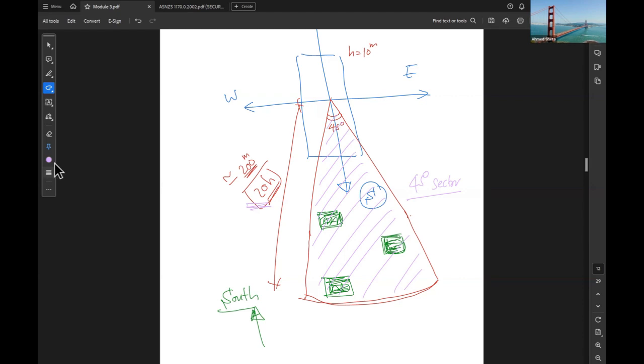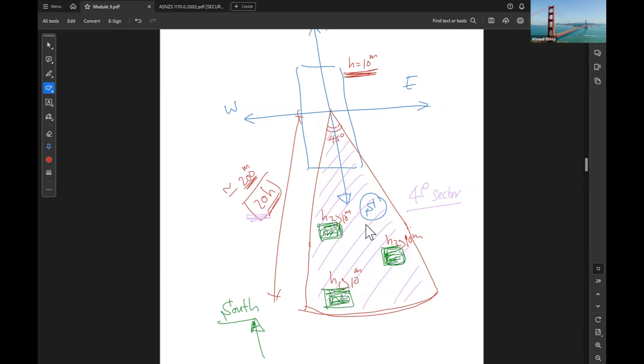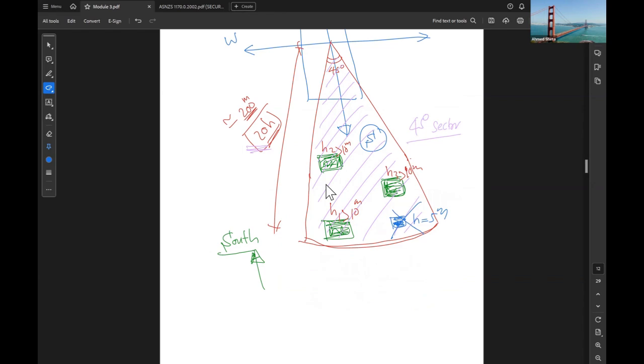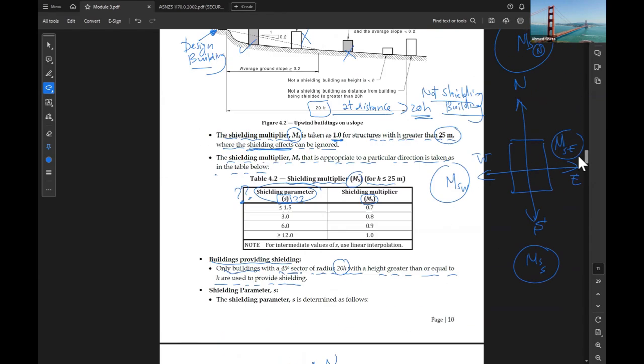Another condition is the building height. For example, H1, H2, H3 should be more than 10. The building's height should be more than the design building. So if our building height is 10 meters, and the building height is more than 10 meters, we can consider it. Otherwise, we have to neglect. For example, if we have a building here with h equal to 5 meters, this cannot be considered as shelter. So now we know which buildings to study.